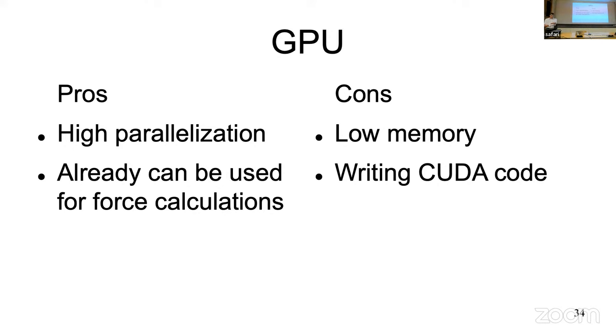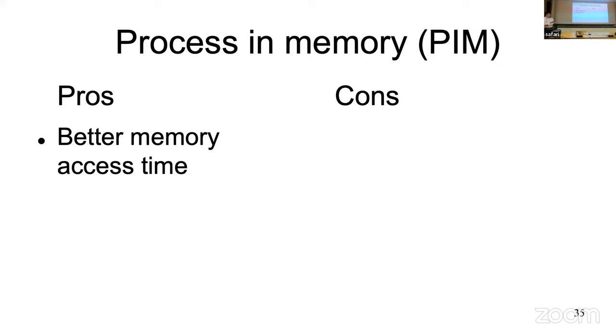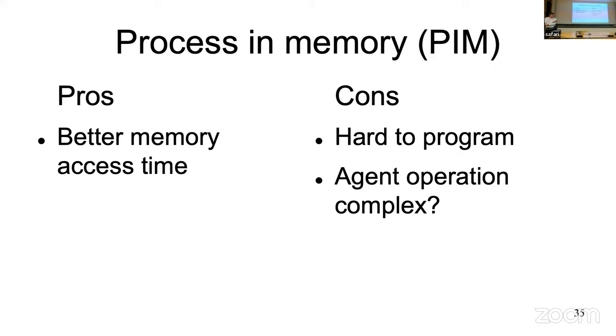So for process in memory, do you have any idea what the pros and cons would be? Okay, so I guess the pros would be that you have a faster memory access time, but for the cons, I don't know too much about process in memory, but I think it could be hard to program then, especially if you suggest a user using your library to write a special program for that. And the agent operations might also be too complex. I don't know if that's applicable to all simulations, but yeah.